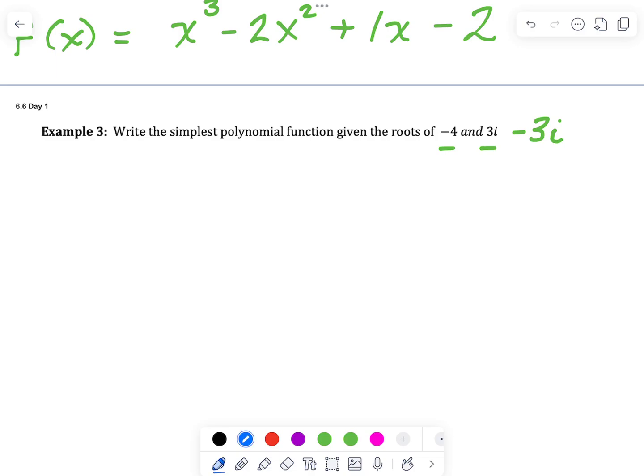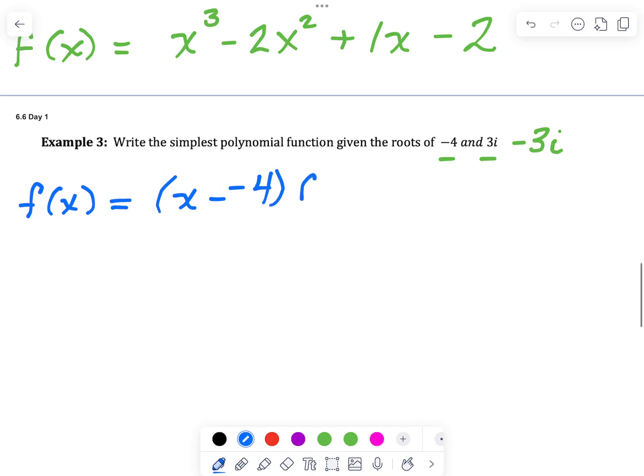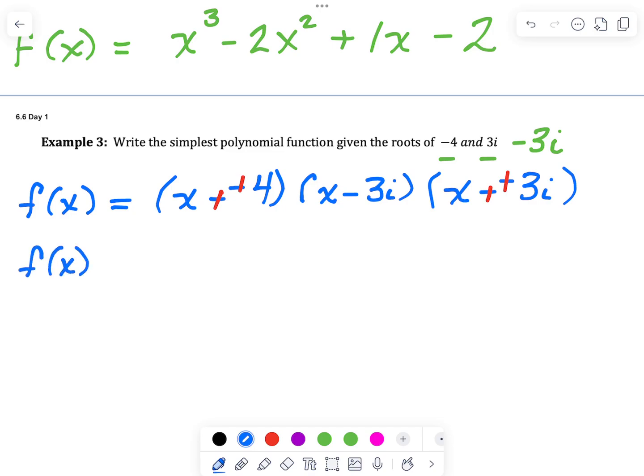So I'll write this in factored form. So the real root of x minus negative 4 in factored form, and then x minus 3i, and then x minus negative 3i. Now the subtraction of negatives turns to an addition symbol. And then I'm going to write my complex factors first.